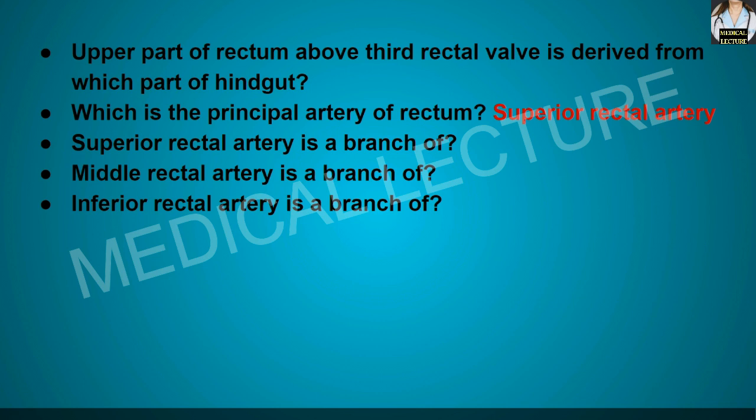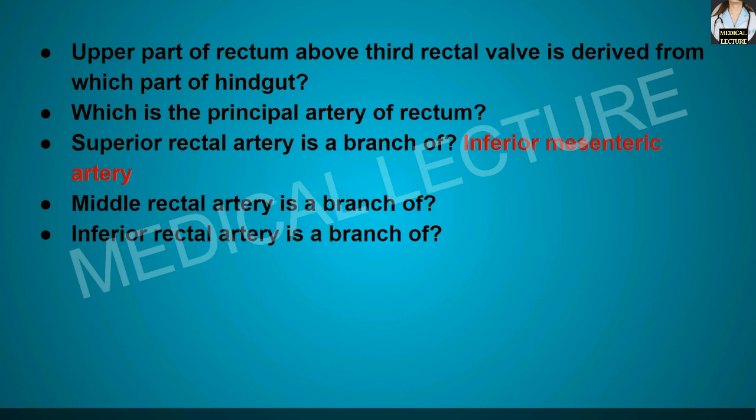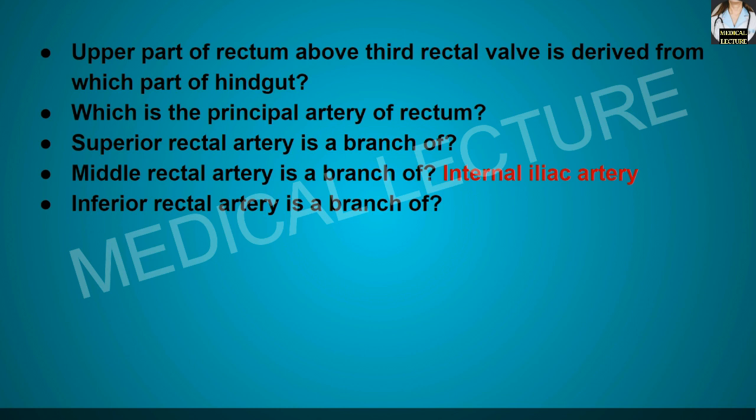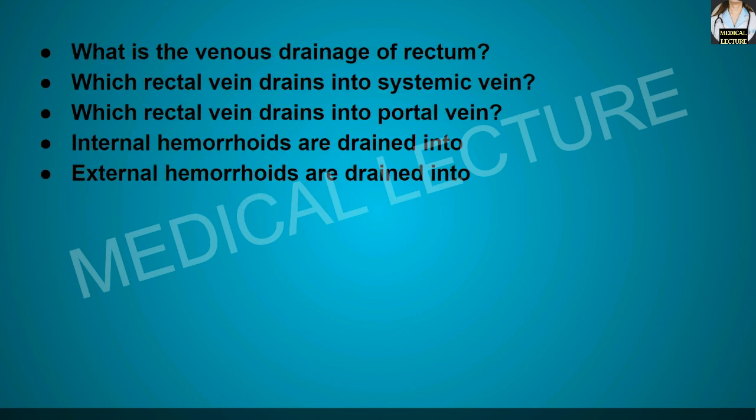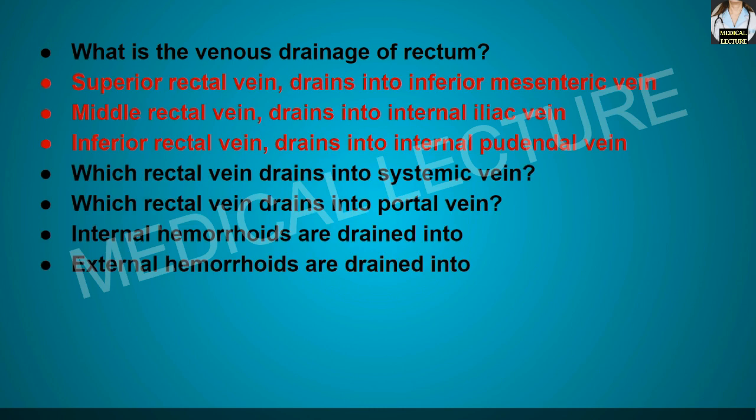The superior rectal artery is a branch of the inferior mesenteric artery. The middle rectal artery is a branch of the internal iliac artery. The inferior rectal artery is a branch of the internal pudendal artery. What is the venous drainage of the rectum? The superior rectal vein drains into the inferior mesenteric vein. The middle rectal vein drains into the internal iliac vein, and the inferior rectal vein drains into the internal pudendal vein.